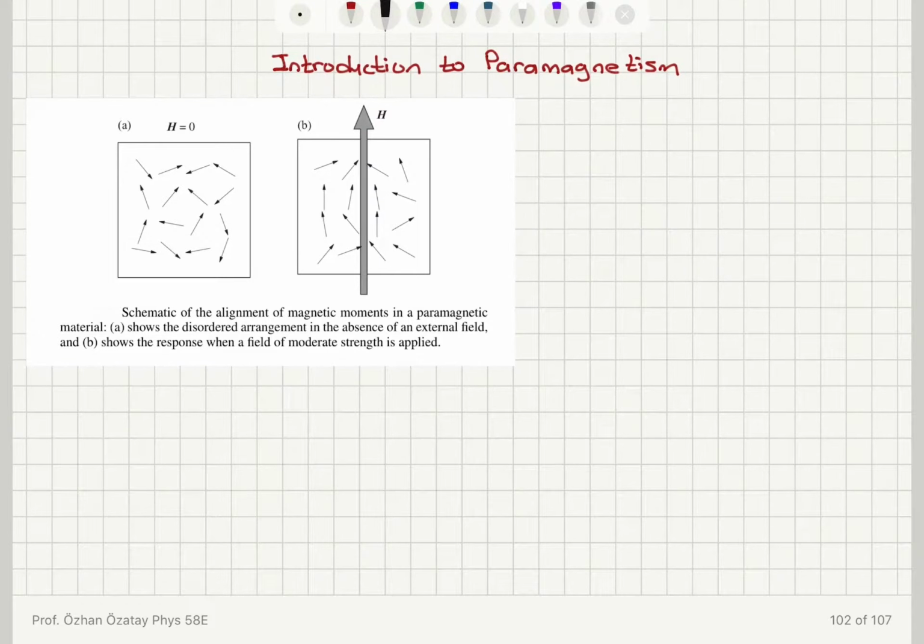We can start talking about paramagnetism, and we want to basically go over a few things that characterize a paramagnetic material. First of all, this is going to occur in materials that have net magnetic moments. So net magnetic moment is required.